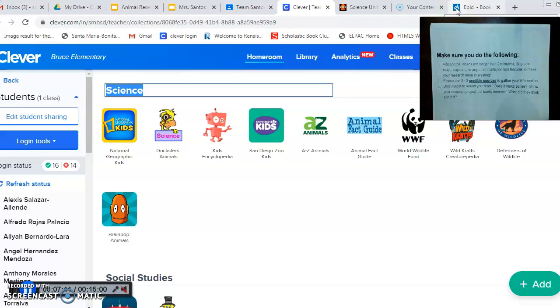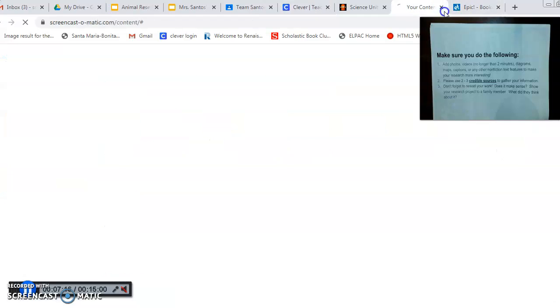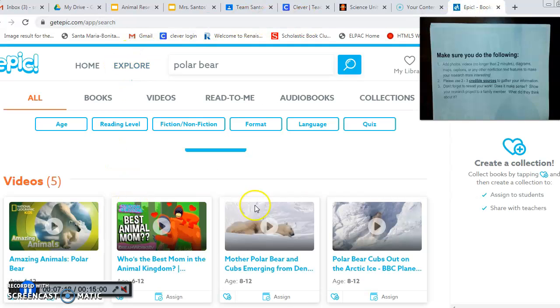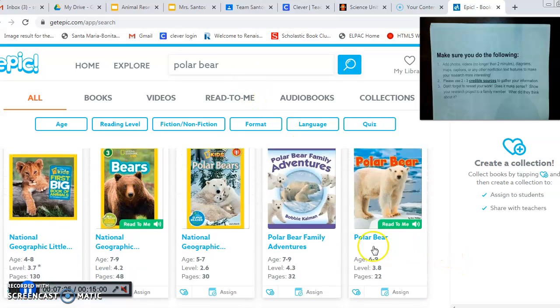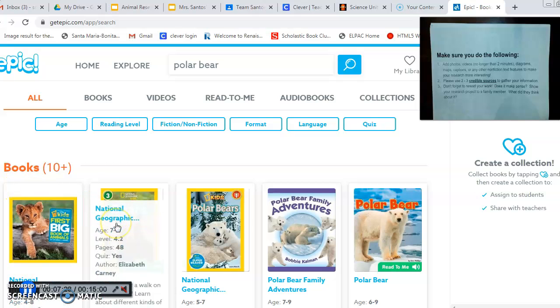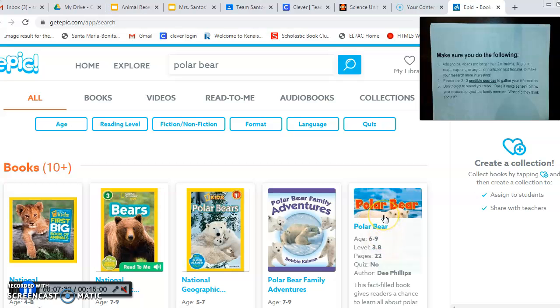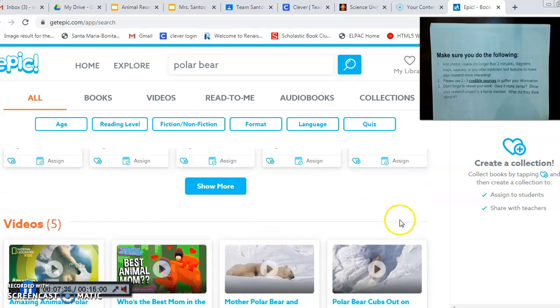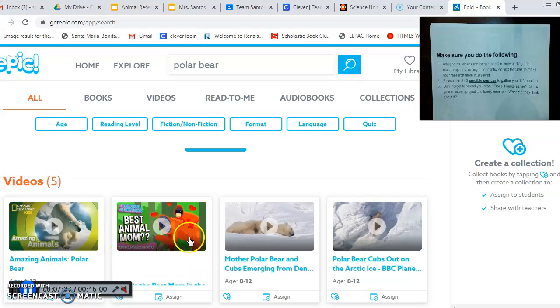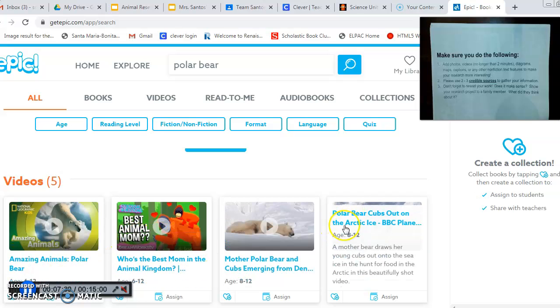Another great tool to use is Epic. Go on to Epic, see what you can find there. So here I've typed in polar bear into the search engine, and I found this for Alfredo. Alfredo can either read the books that are here. This one is a great one because it reads to you. That one reads to you as well, and it's a polar bear one. Or you can simply watch some of the videos. Yes, boys and girls, I don't mind if you want to watch videos to gather your information. That is fine with me. Okay?